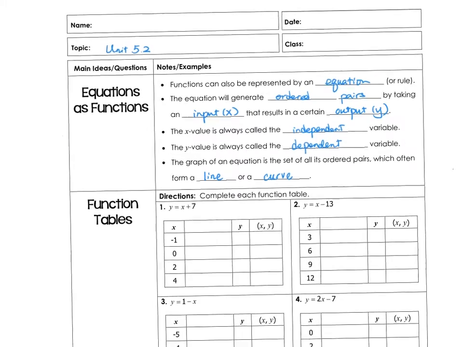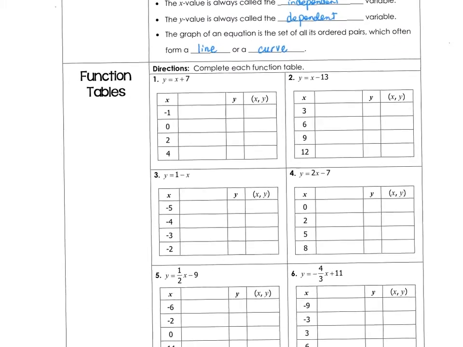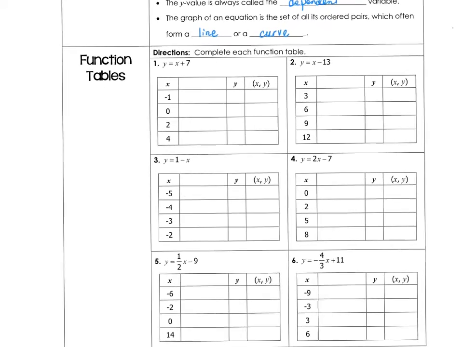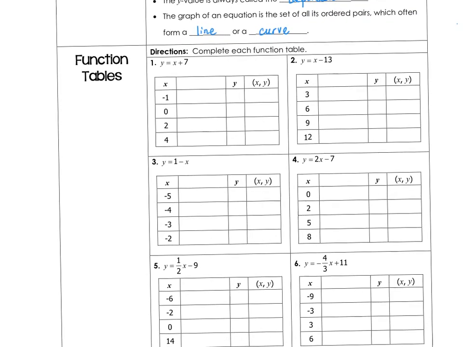I'm going to move the sheet upwards. So keep that in mind: input, output, domain, and range, x and y. Now let's look at this. If we have ordered pairs, we have a function, we have a table, and we have graphs. These three things always go together.